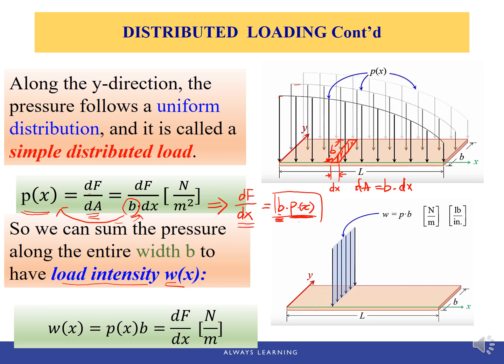force over that length. So the unit of it, based on the unit of pressure, is Newton per meter squared, force per unit area, and times the length, which has the unit meter in the SI unit system. So load intensity will be Newton per meter. Again, it is the force per unit length.